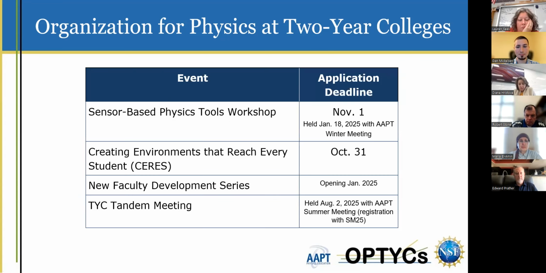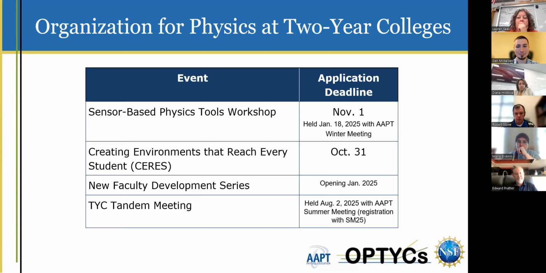We also have some big program type things coming up, some deadlines coming up. We have an all-day sensor-based physics tools workshop, which is going to be held at the AAPT meeting in January in St. Louis. And the application deadline is coming up November 1st. But I've been told by the people who are handling the registration that if you really would like to apply, just send OPTYCS an email, even if you can't get your application in on November 1st and you need a few more days. Just give them an email, and they'll make sure that application slips in there.